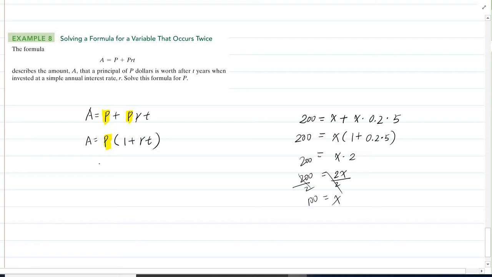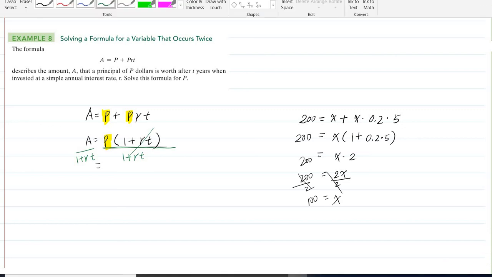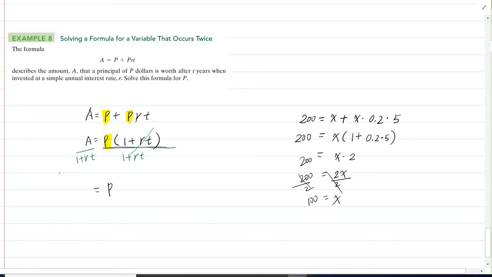So what we're going to do is divide by 1 plus RT. This side the same thing, 1 plus RT, right? And then what happens here is this term will be canceled. So you're going to have P equal to A over 1 plus RT. Which means we can write it as, again, a little bit nicer, the variable on the left side, P equal to A over 1 plus RT.